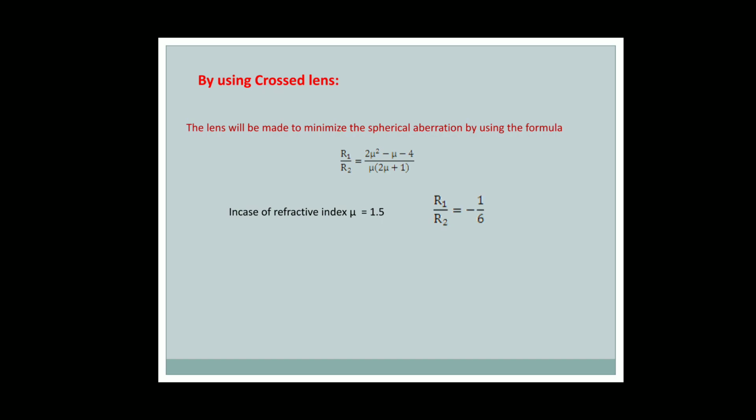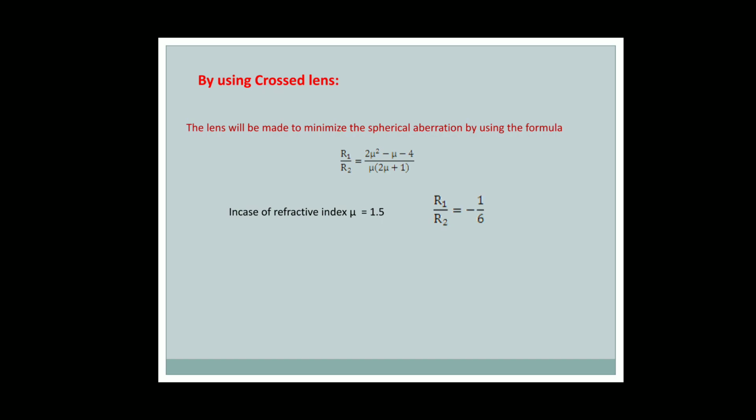And the fourth case is by using the crossed lens. What is a crossed lens? A crossed lens is also one of the lenses. It is prepared specially by following the formula R1 by R2 is equal to (2 mu square minus mu minus 4) by (mu into (2 mu plus 1)), where R1 and R2 are the radii of curvature of the convex lens or plane or any lens, and mu is the refractive index of the material. If the refractive index mu is equal to 1.5, from the above equation, R1 by R2 is equal to minus 1 by 6.